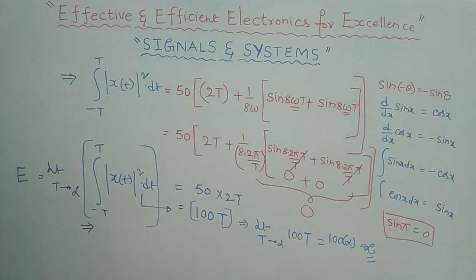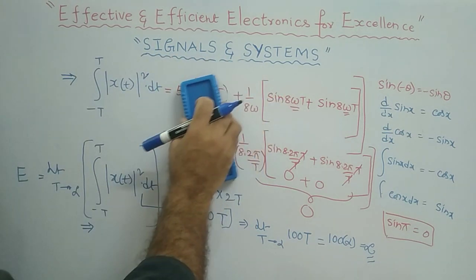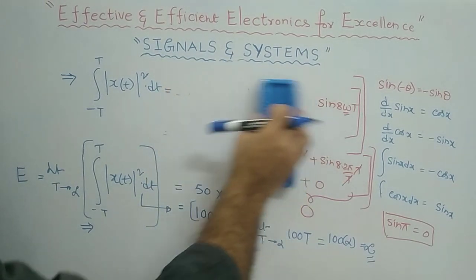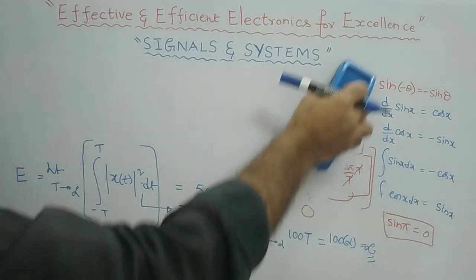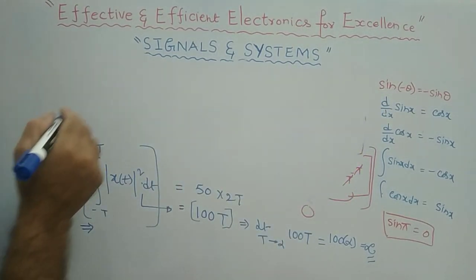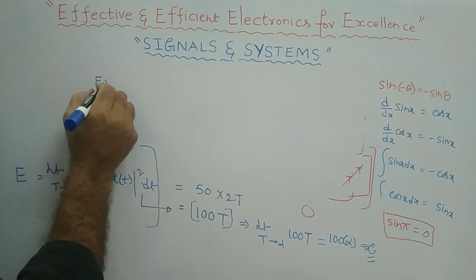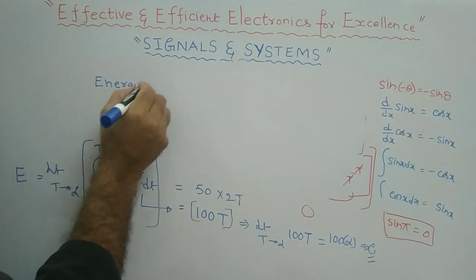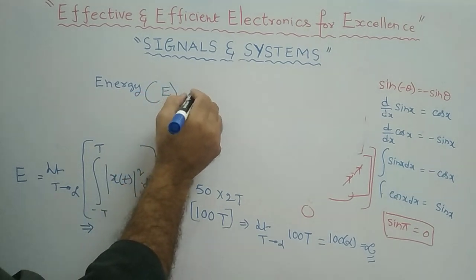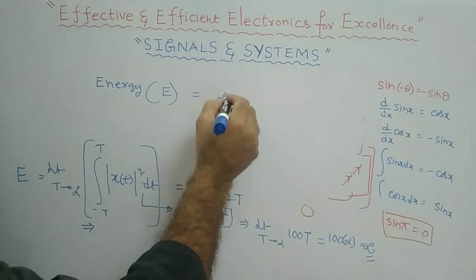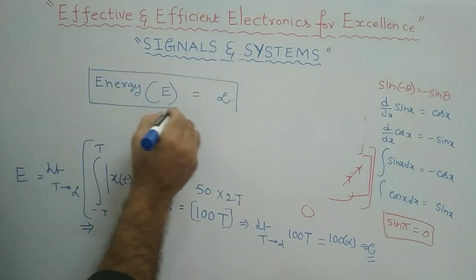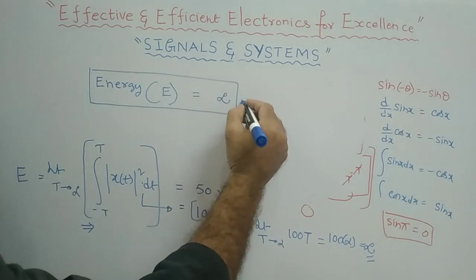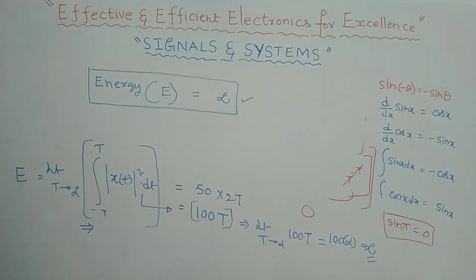Therefore, what is the energy now? Energy is equal to infinite. So finally, for this particular problem, what is your energy? Energy is equal to how much? Infinite. You obtained the energy value as infinite for this problem. Energy is infinite. Clear?